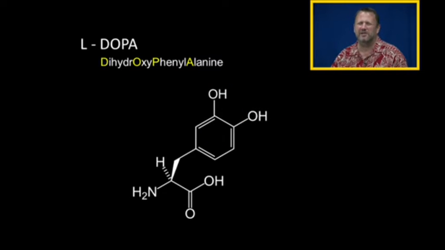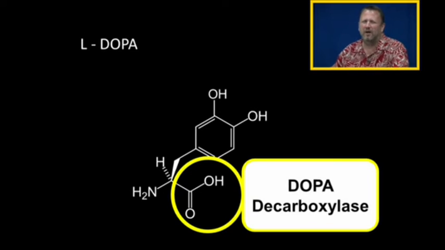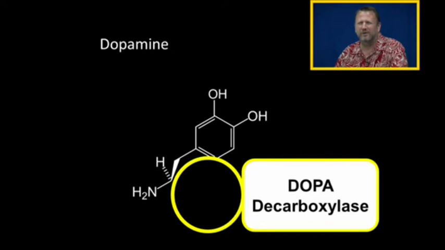DOPA, quite simply, stands for dihydroxyphenylalanine. So we started with phenylalanine and put two hydroxide groups on it. Now we have L-DOPA, dihydroxyphenylalanine. Now that we have L-DOPA, an enzyme called DOPA decarboxylase will remove the carboxylic acid group, giving us the neurotransmitter dopamine.